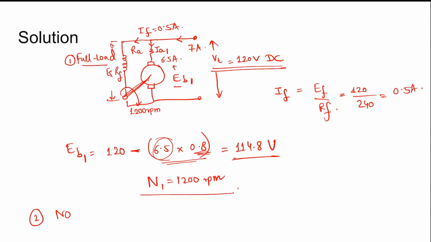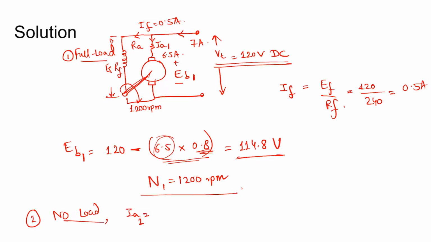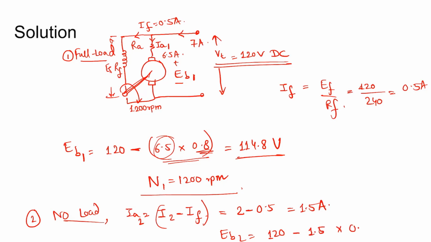Now in no load condition, Ia2 is given as I2 minus If. If is the same, which is 0.5 amperes, so I2 minus 0.5, that is 2 minus 0.5, equals 1.5 amperes, the armature current at no load condition. So Eb2 comes out to be 120, which is Vt, minus Ia, which is 1.5, into Ra, which is 0.8. This is 118.8 volts. So Eb1 by Eb2 is equal to n1 by n2, as phi is constant, so it only depends on the rotational speed.